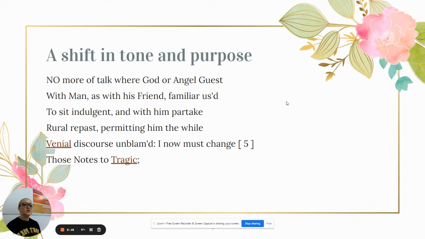Okay. So what is first notable here is this shift. Milton's writing in this epic form, and for the previous 9 books, he's been discussing everything that's been going on with Adam, and Adam's talks with the angels, what's been going on in hell, Adam's loneliness and desire for a mate, and everything's been peachy pie. But look at our first word, no more. So we're opening with these negatives.